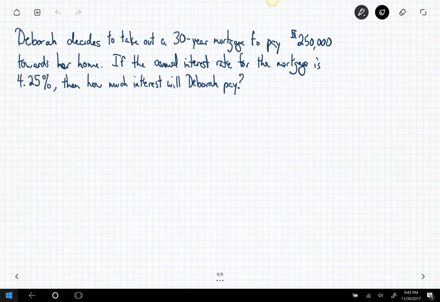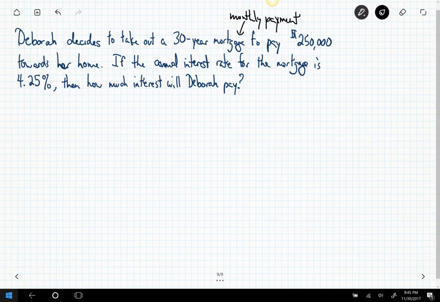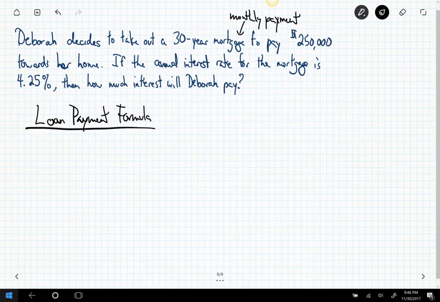So last but not least, we have a mortgage scenario. So Deborah decides to take out a 30-year mortgage to pay $250,000 towards the home. The annual interest rate for the mortgage is 4.25%, and how much interest will Deborah pay? And then one thing with a mortgage, I didn't write that here, but usually what happens, these are monthly payments. And since we are paying out, we need to use the loan payment formula. Okay. If that's the case, what happens?